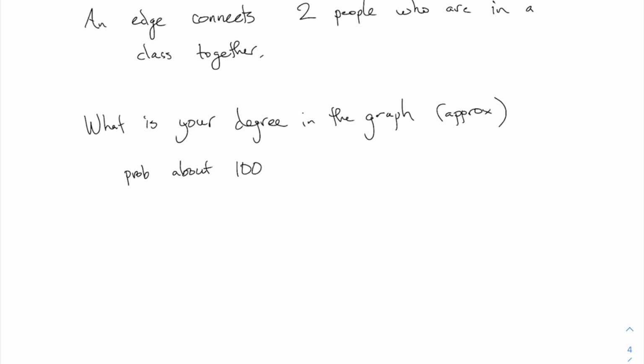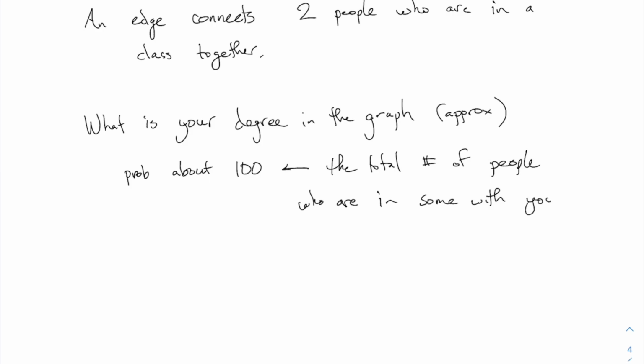This number is the total number of people who are in some class with you, right? Which for most, if you're taking 5 ordinary size classes, is probably something like 100, right? That's the idea. This is your degree in the graph. It would include all the people in this class plus all of your other classes. What would you say to this? Is the graph connected?